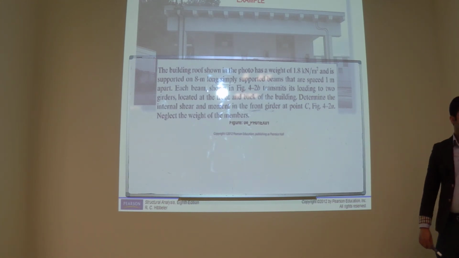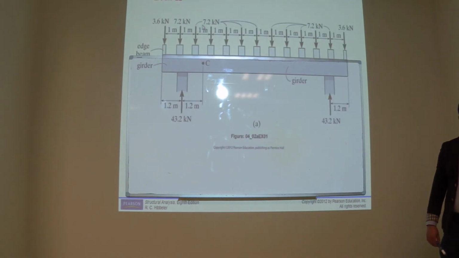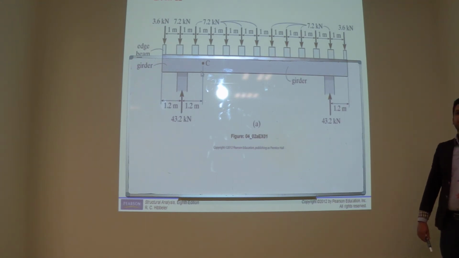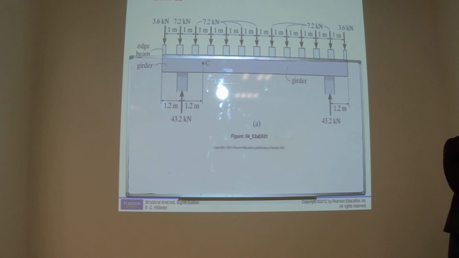Okay, where is the point C? Point C is somewhere here. I will show you. This is the point C. And this diagram is a free body diagram of that whole structure.